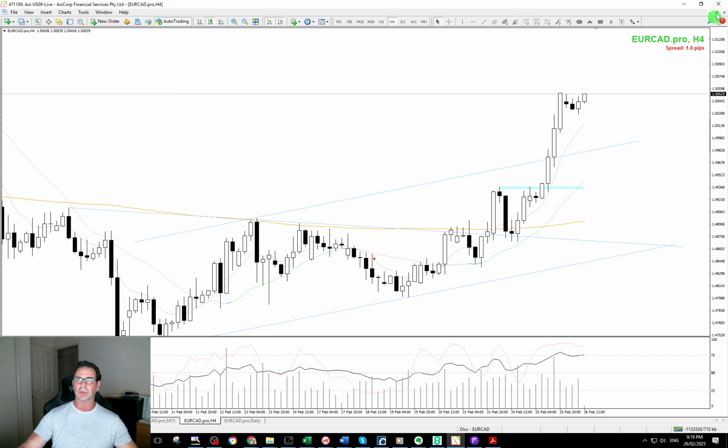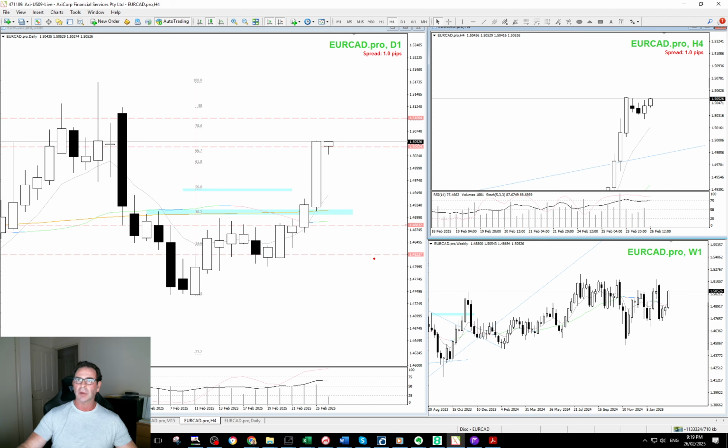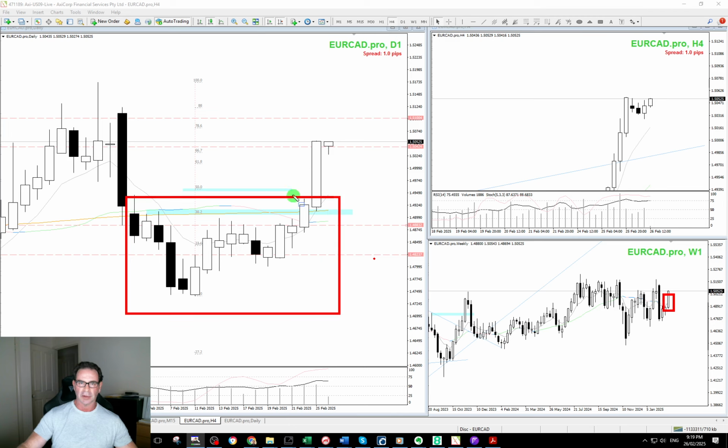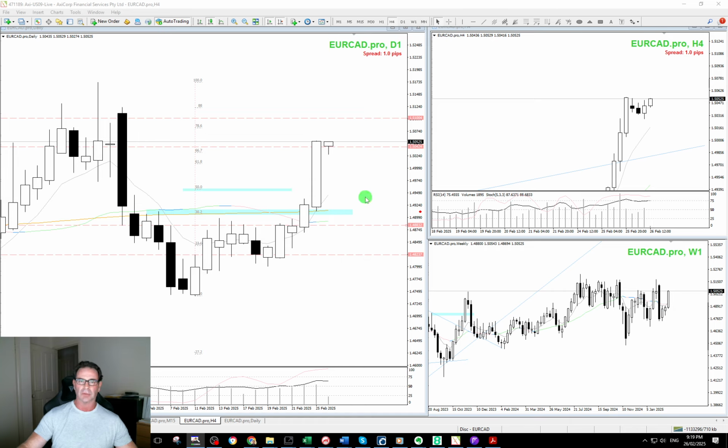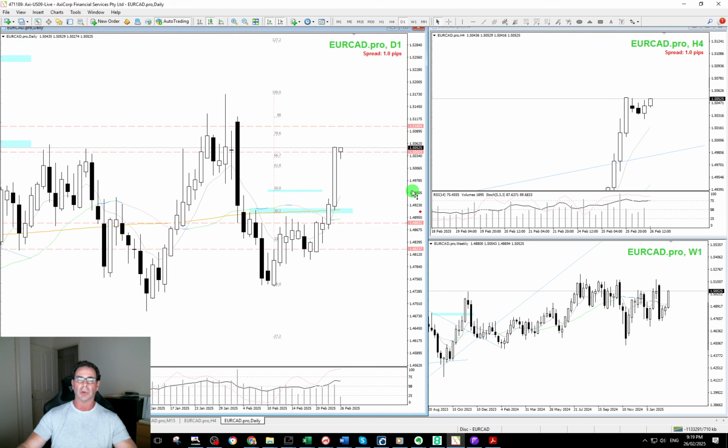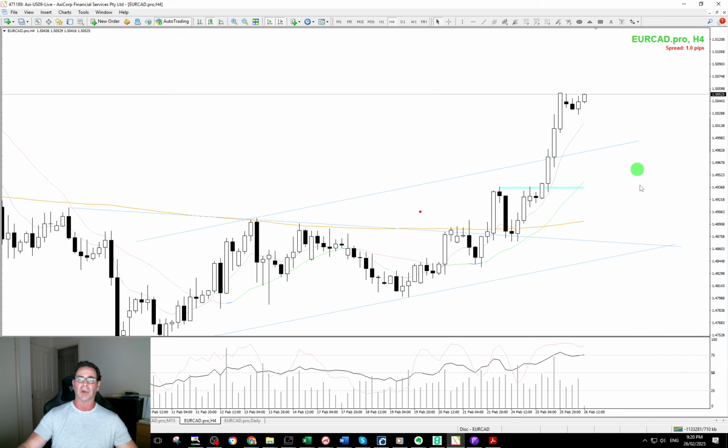So here is that setup. You've got to remember folks, it's all about finding the right area. So we're looking at this on the weekly, we're looking at this on the daily, and then we're drilling into here on the 4 hour. So it's important that you look at the context of all of the time frames you're working with, whether they be weekly, daily, 4 hour, or 60 minute, 15 minute, 5 minute.